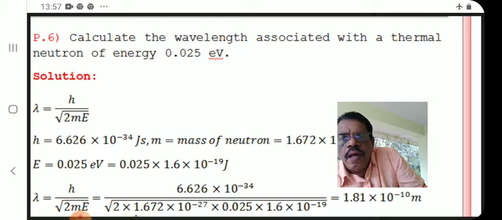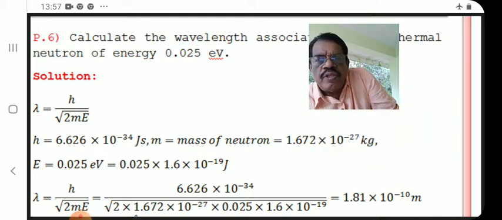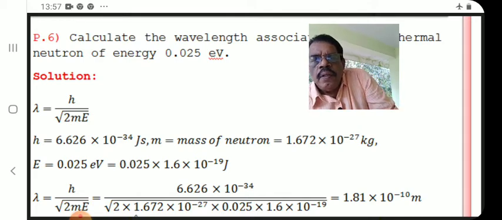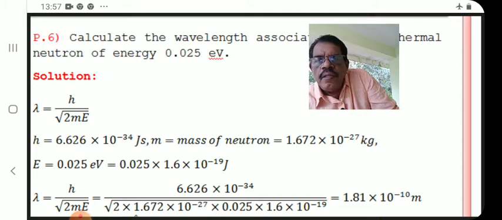H is given, and the mass of a neutron is 1.672 into 10 raised to minus 27. It is almost equal to the proton mass. Proton mass we write as 1.67 into 10 raised to minus 27, and neutron mass is 1.672 into 10 raised to minus 27 kilogram. If you don't know this value, you can refer to tables. In the physical and mathematical tables, the mass of neutron is given at the end of the tables.